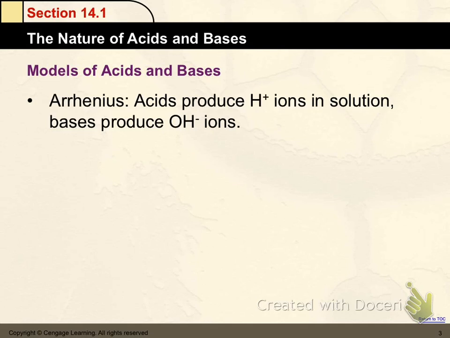The first way is with what we call the Arrhenius definition. The Arrhenius definition says that acids produce hydrogen ions in solution, and that bases produce hydroxide ions in solution. And this is probably the most famous or the most obvious definition for acids and bases.